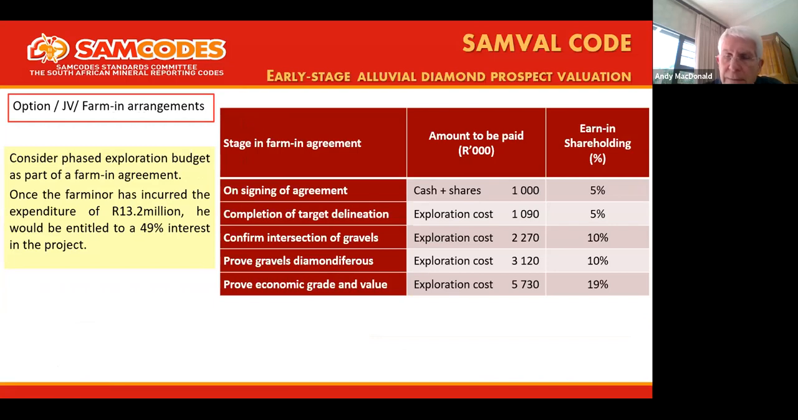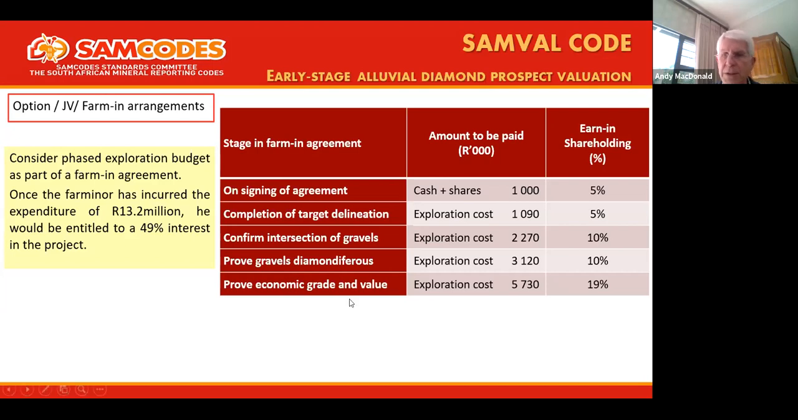Okay, so another common situation that we encounter is what they call an option or a farm-in arrangement. So in the event of someone having a property and I'm now interested in getting involved in that property, I enter into an agreement with them whereby certain payments are made up front for a shareholding in the project. And then on completion of certain stages through the exploration, I would incur the cost to do the exploration, but in the process earn an additional shareholding in the property.